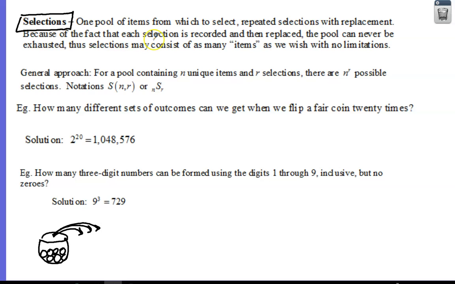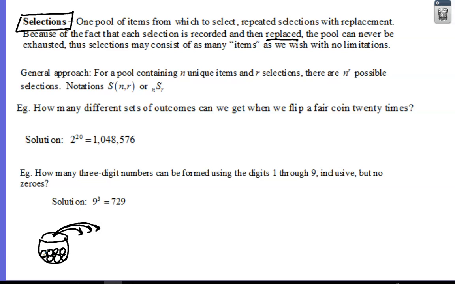Now, sometimes you can select something and then replace it in the pool, which means you always have stuff to choose from. So like I would take out a marble, see what it is, and put it back in. Sometimes we can't replace, and so then you can't repeat items, which means you eventually would exhaust your pool. Okay, so those are our selections.